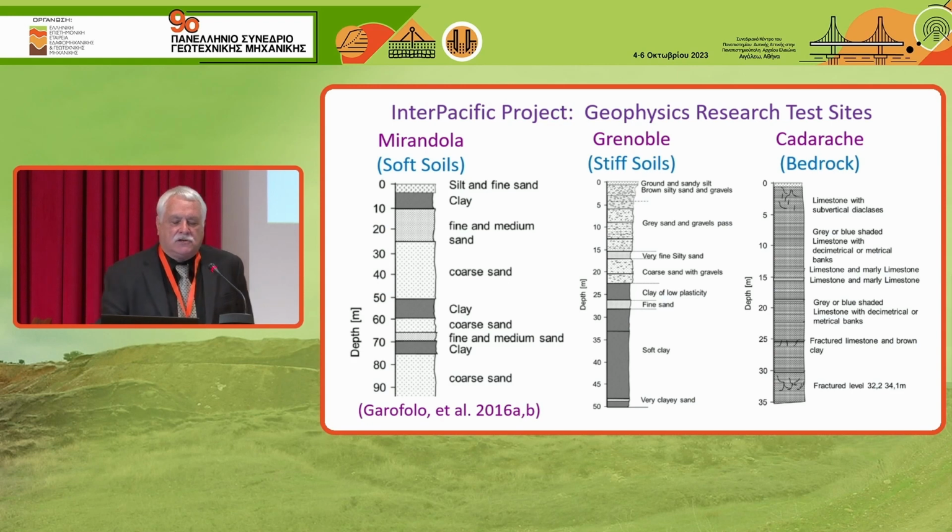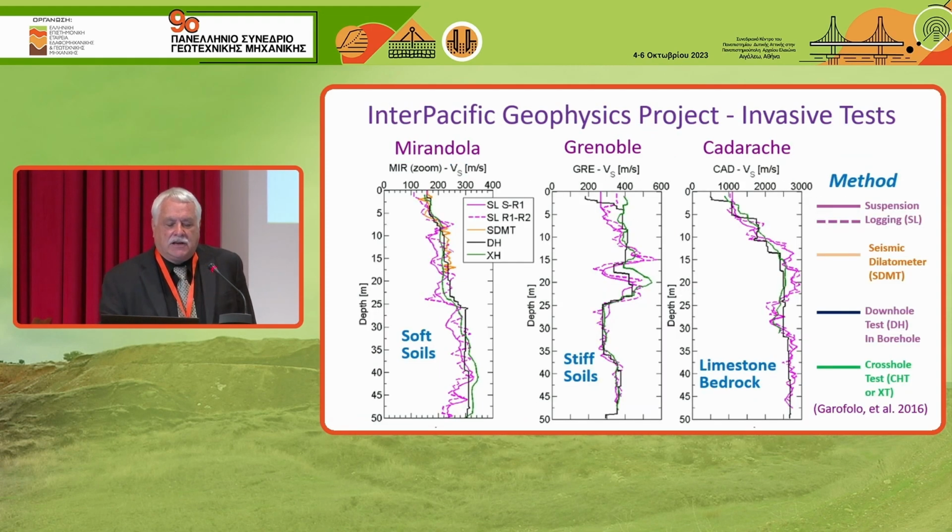Here's what the profiles look like. The soft soils on the left, Mirandola, Grenoble, stiff soil in the middle. Cadarache is mostly limestone bedrock. So Garofalo et al. 2016 A and B. I can recommend those 2 companion papers. Each of those papers has like 16 co-authors. And these are the kind of profiles.